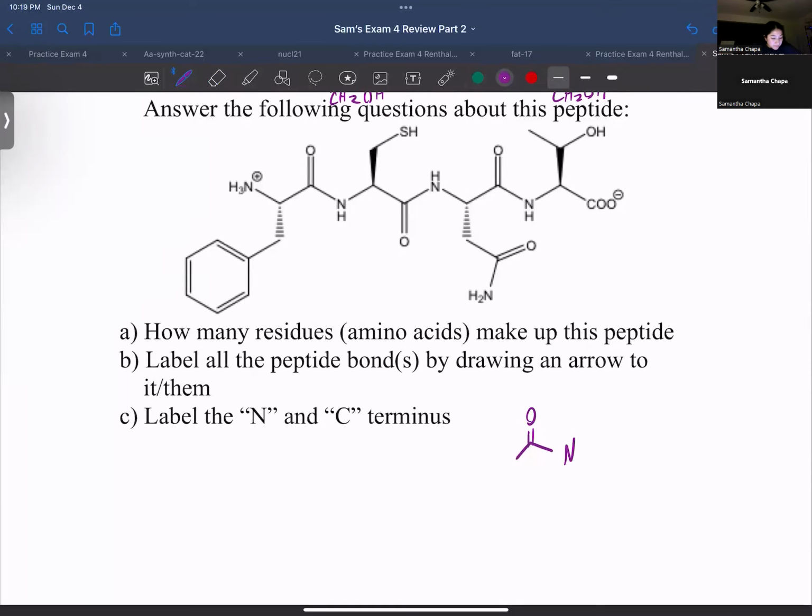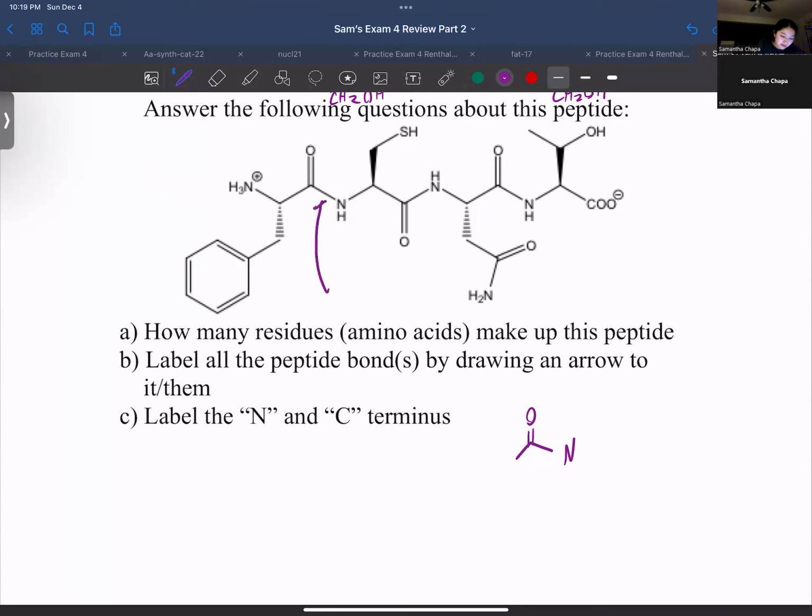And so this is going to help us, I guess, in B, not even in A. So label all the peptide bonds by drawing an arrow to them. I guess we can just do that one first. I was trying to do A, but I just described this one.